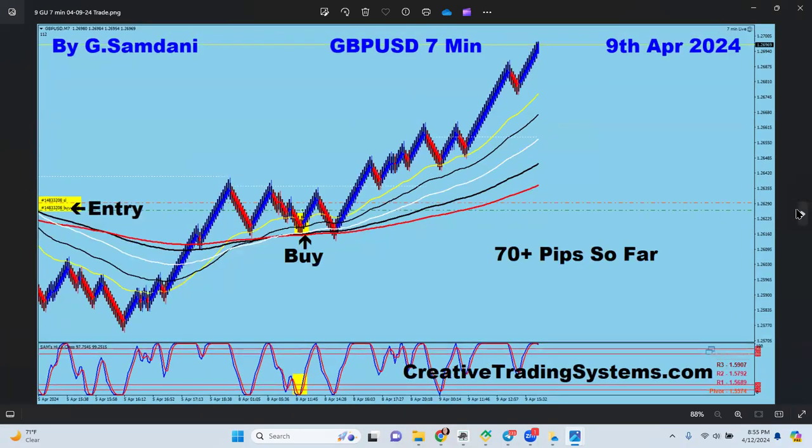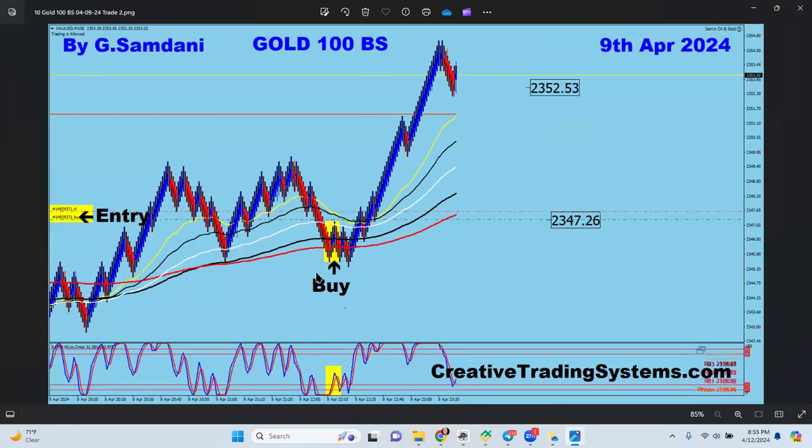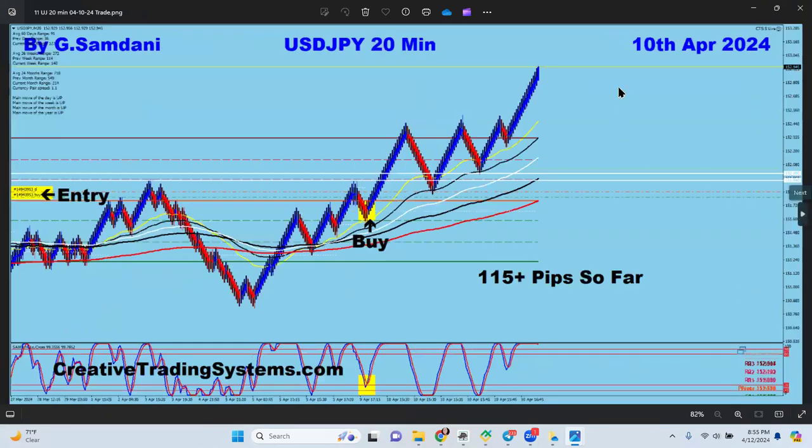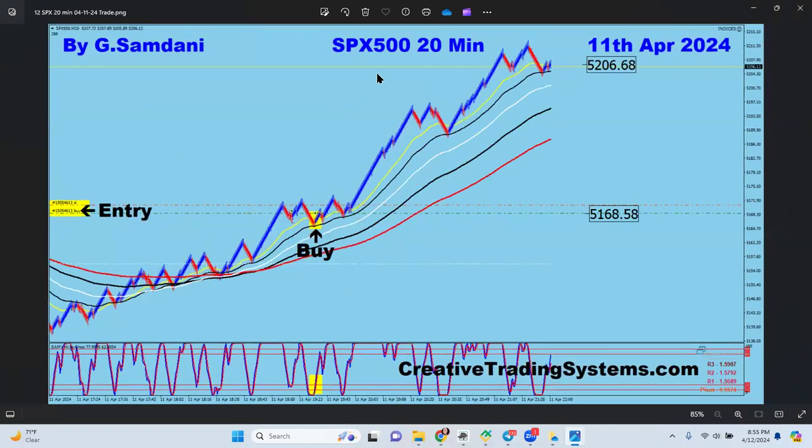So this is pound USD going to the upside, 7-minute chart, and it is on the 9th for 75 pips to the upside. And here, this is gold again, going to the upside, right? On the 9th, and then on the 10th, USD yen had a nice entry here. This was the entry, this was the entry as well, but 115 pips here to there.